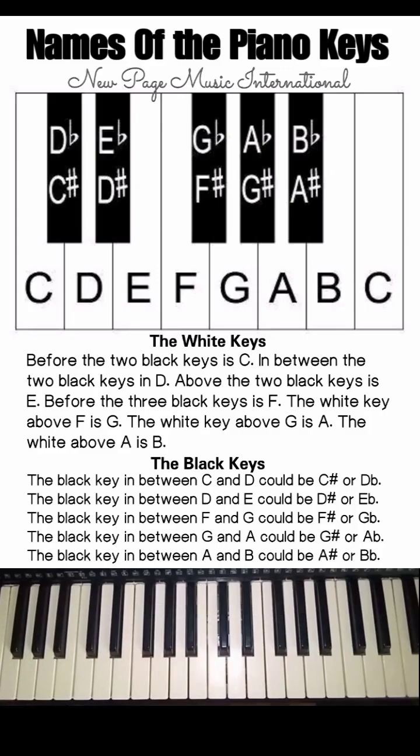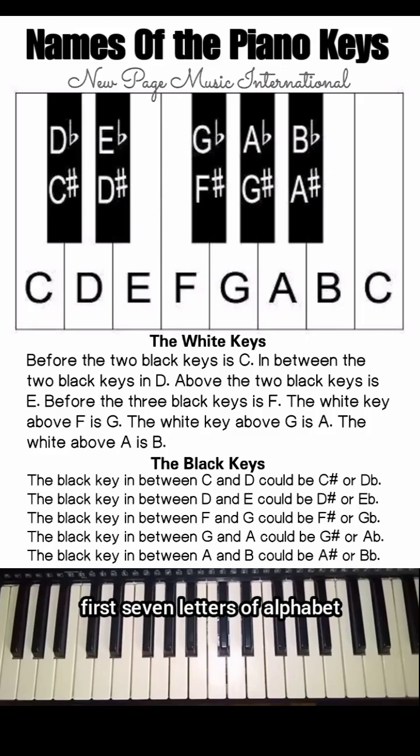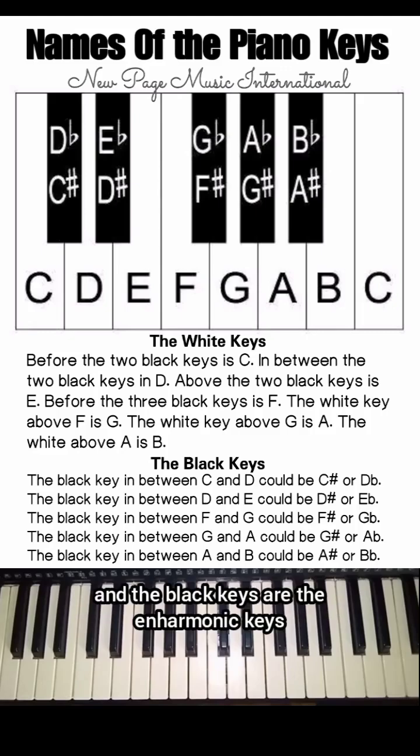If you look at this keyboard, you would notice that they are black and white in terms of color, right? The white keys are named after the first 7 letters of the alphabet, and the black keys are the enharmonic keys. Now, the enharmonic keys are keys that have two names. In other words, they can be described from two perspectives. All right, I would explain it as we proceed.